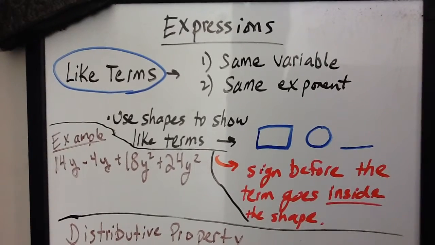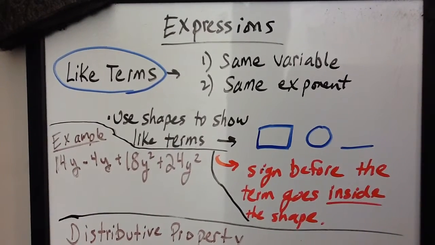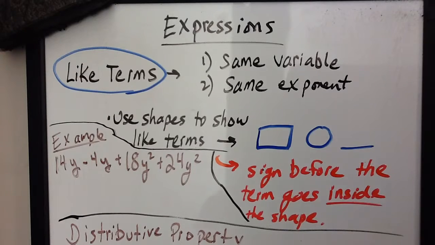In this video, we'll talk about three main things. Number one, we'll talk about combining like terms. Number two, we'll talk about the distributive property and factoring. And then number three, we'll talk about evaluating an expression. So first off, combining like terms.